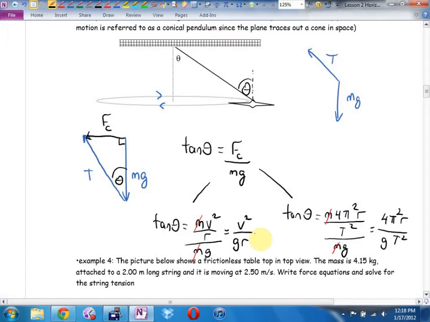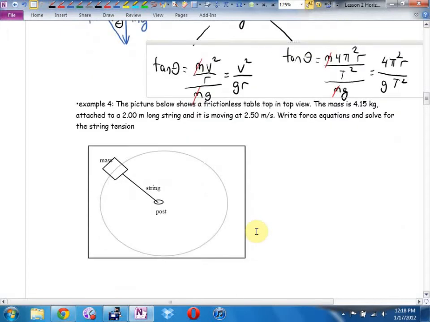Let's actually solve something with numbers. It says, example 4. The picture below shows a frictionless tabletop. In top view, we're looking down at it. The mass is 4.15 kilograms. It's attached to a 2-meter-long string, and it's moving at 2.5 meters per second. Write the force equations and then solve for string tension.